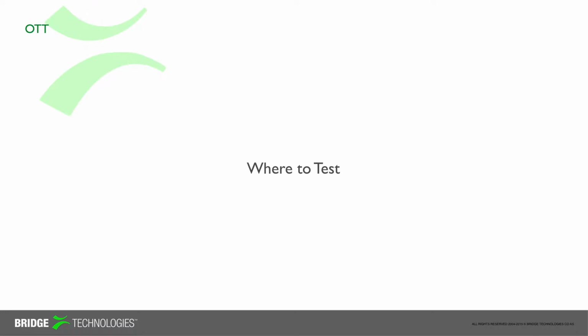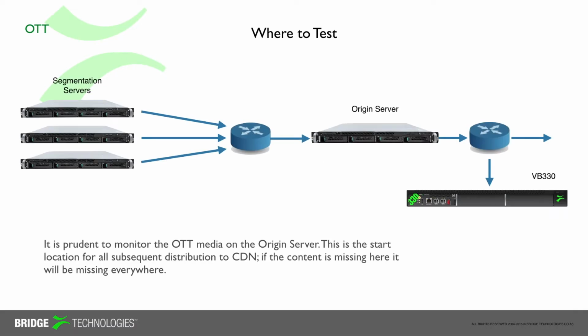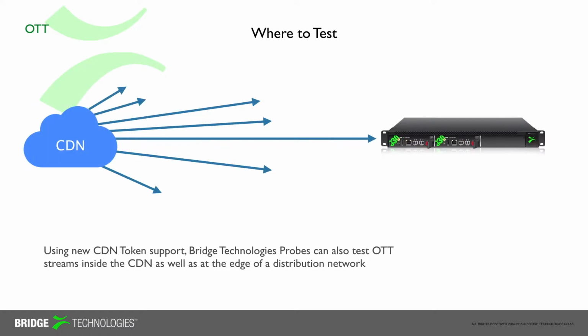So where do we actually want to test? Well, as I said earlier, the best place to start checking is at the origin server, because this is where it all begins. We would check at the origin server to make sure that all the chunks of all the profiles are in place and they're all compliant. And of course, we can check in the CDN.